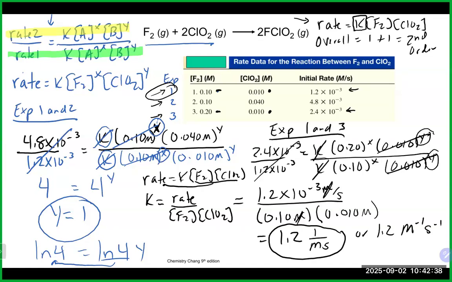Just the units associated with the rate constant will tell you the overall order of the reaction. For example, these are the typical units that you find for a rate constant for a second order reaction: 1 over molar, times some unit of time. It could be seconds, minutes, or hours, but 1 over molar seconds are typically the units you associate with it. Any questions on any of that?